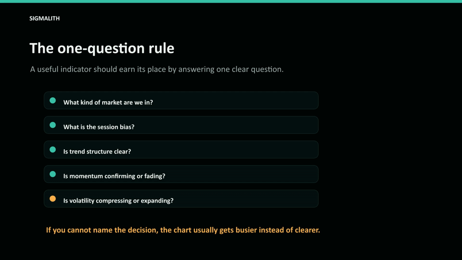For Sigmalith, the 5 core questions are: what kind of market are we in? What is the session bias? Is trend structure clear? Is momentum confirming or fading? And is volatility compressing or expanding? Once you know which question causes the most confusion in your workflow, choosing the first indicator becomes much easier.